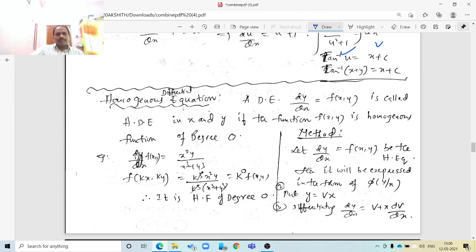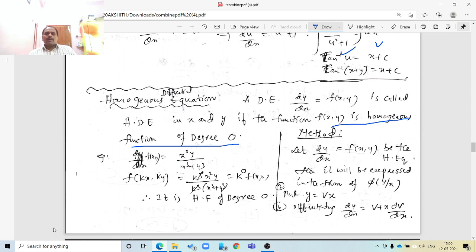So that is the first method. And we will go for the second one, homogeneous differential equation. So we know the homogeneous function. What is a homogeneous function? If f of kx comma ky is equal to k to the power of n f of x comma y, then f of x comma y is said to be a homogeneous function of degree n. So here we are going to define a homogeneous differential equation. Let dy by dx is equal to f of x comma y; it is called a homogeneous differential equation in x and y if the function f of x comma y is a homogeneous function of degree 0.